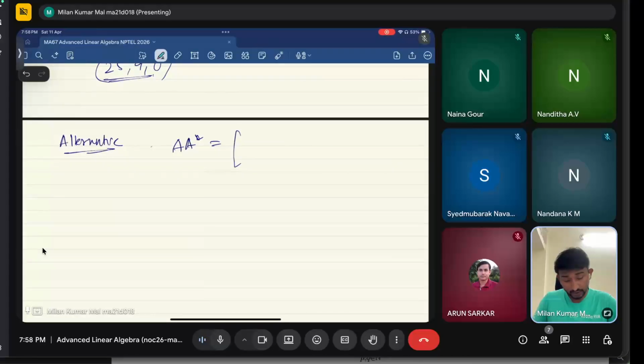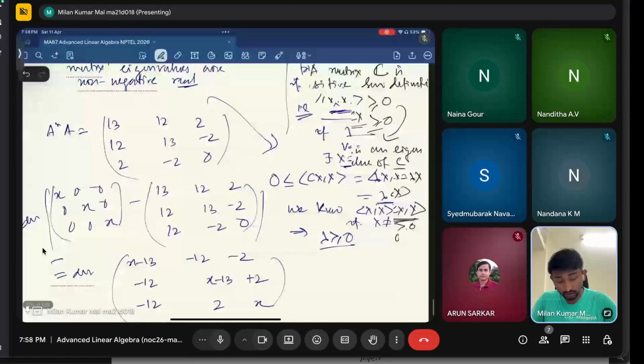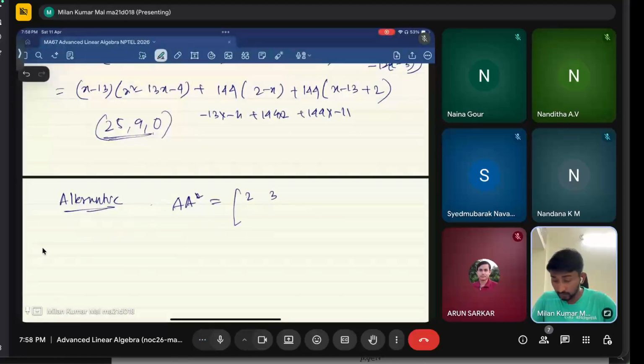A was [3 2 2; 2 3 -2]. A was like 2 3 3 2 2 2 2 3 minus 2, and that will be like 3 2 2 2 3 minus 2. If I do this, then this will be a little smaller matrix.